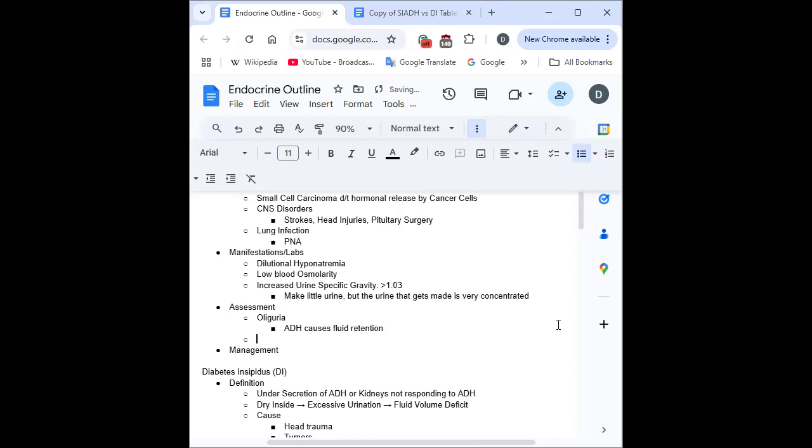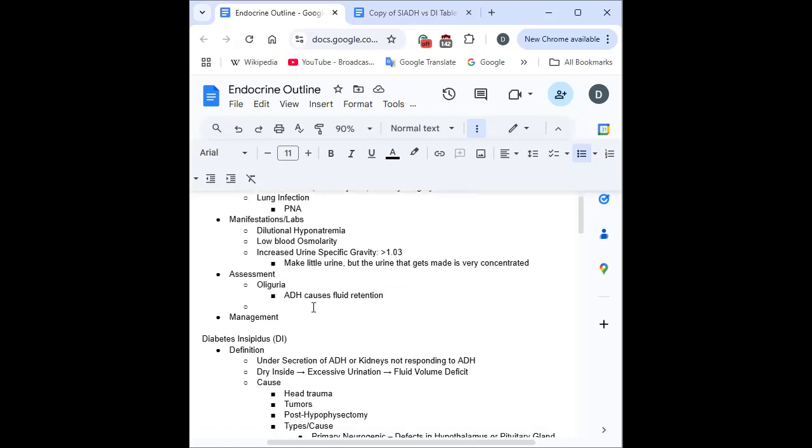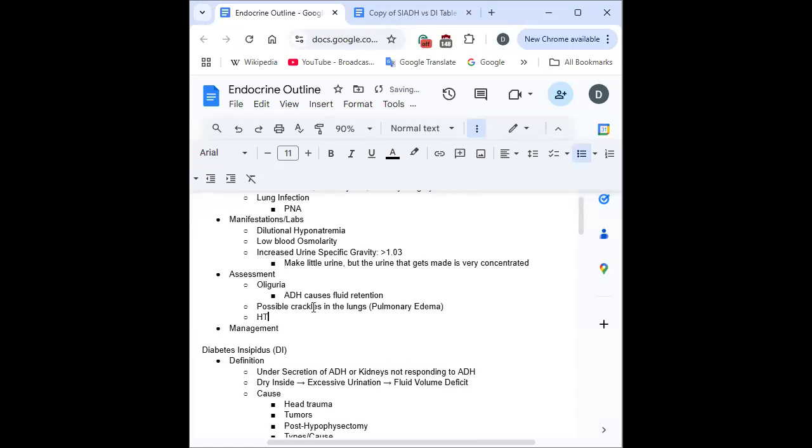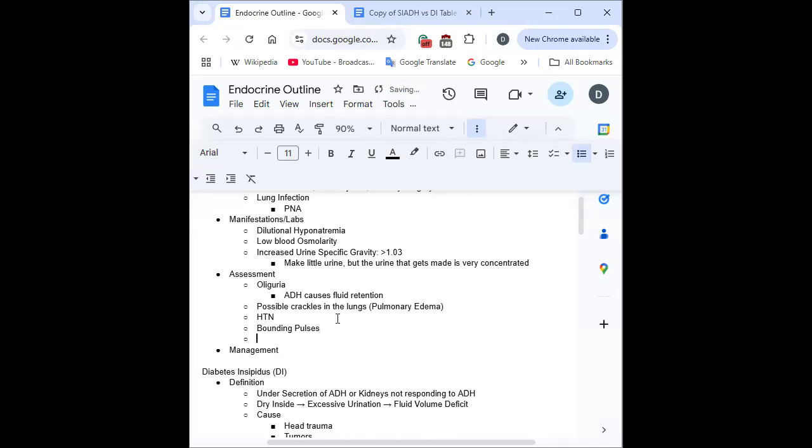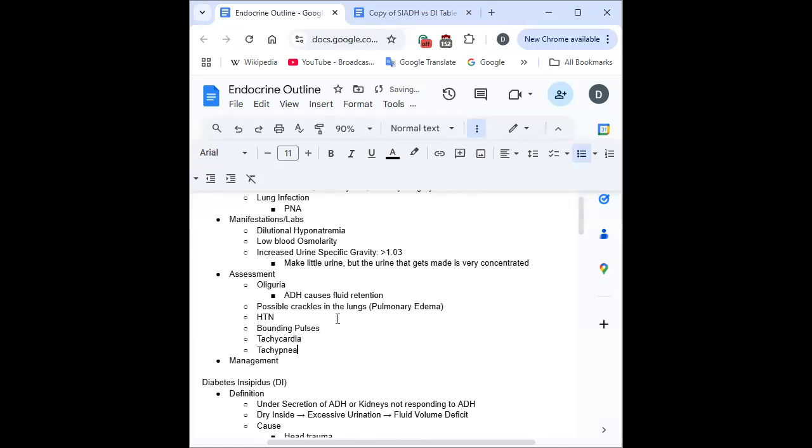Anything else that is characteristic of fluid volume overload? Yes, possible crackles in the lungs, so pulmonary edema. That's always going to be one of your key things to look out for. Increased blood pressure and pounding pulses are also a really good indicator of fluid volume overload. And you have compensatory factors, so tachycardia, and you can also assume tachypnea as well.